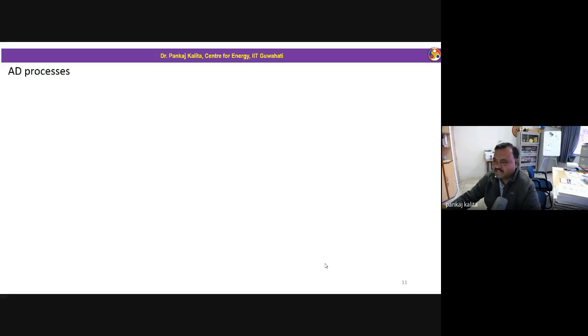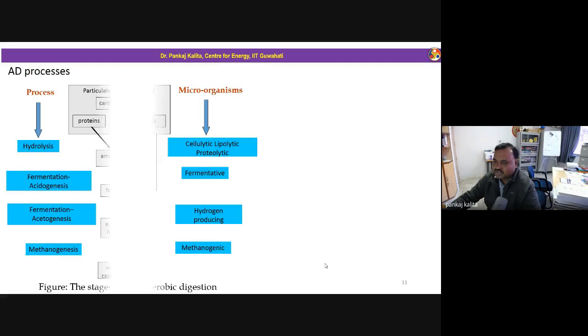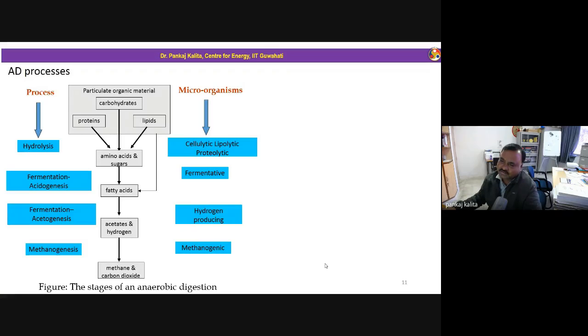Now we'll describe the anaerobic digestion process. So you can see the processes, then the microorganisms involved, and then the kind of material used in the anaerobic digestion process. If we look into this material, we can have carbohydrate, protein, and lipid. All of these can be fed together, and then converted to amino acids and sugars by cellulolytic, lipolytic, and proteolytic microorganisms, and that process is known as hydrolysis.